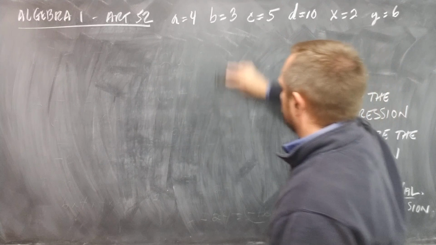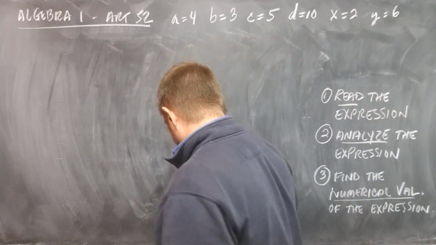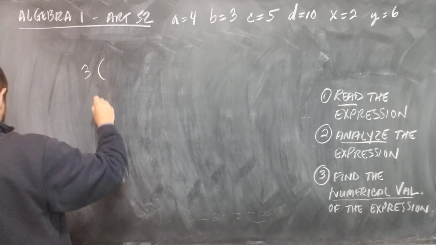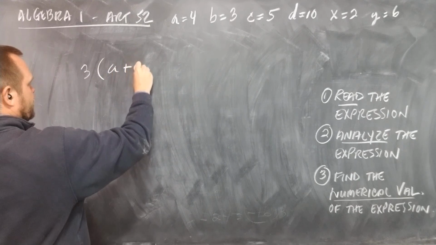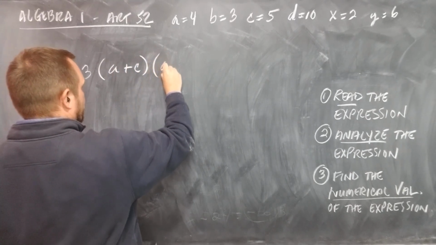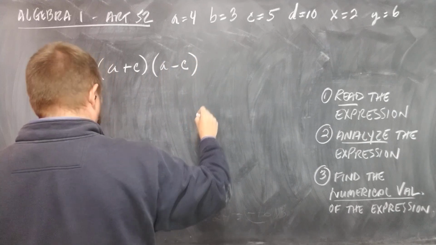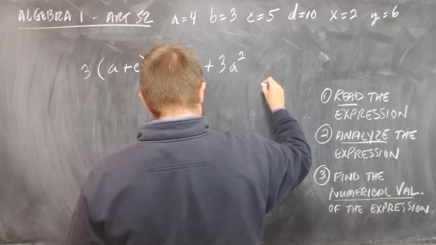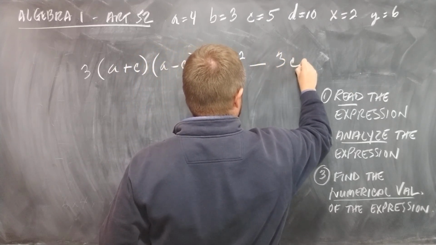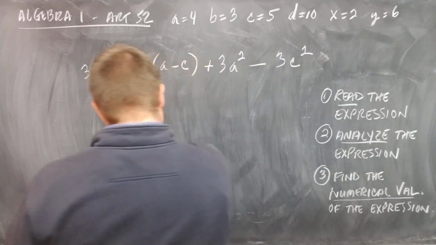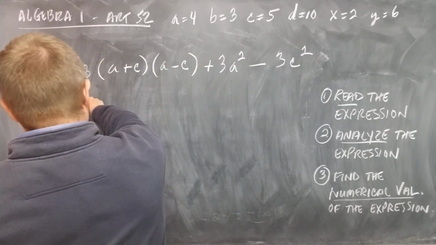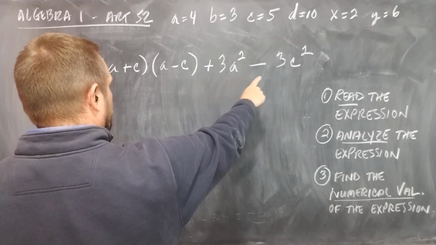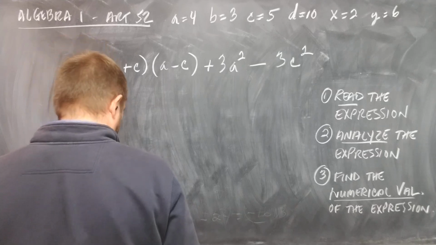Number 12, 2 to go. Number 12, we have 3 times a plus c times a minus c plus 3a squared minus 3c squared. Let me just check that, make sure I'm right. 3 times a plus c times a minus c plus 3a squared minus 3c squared. Okay, that looks good.